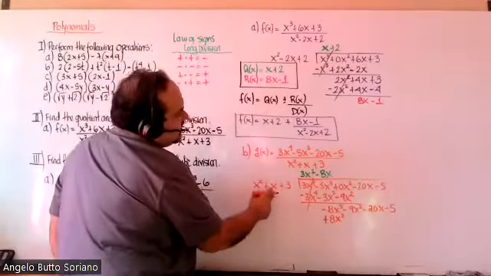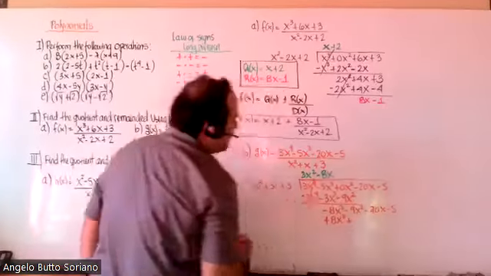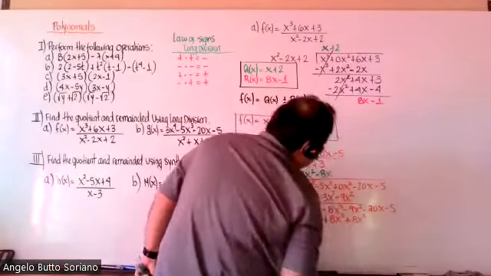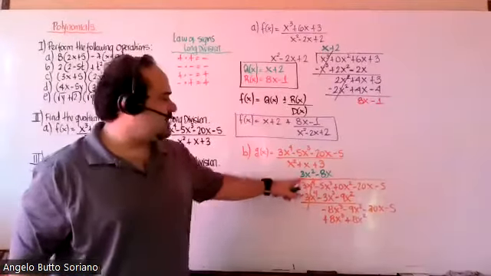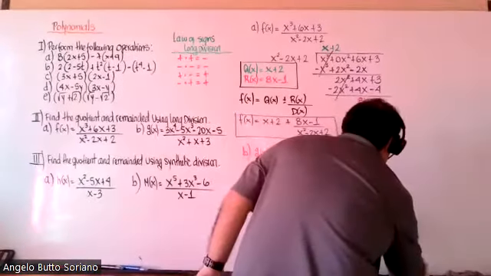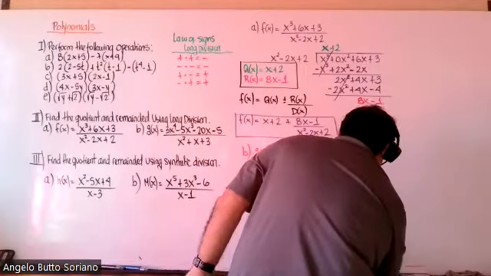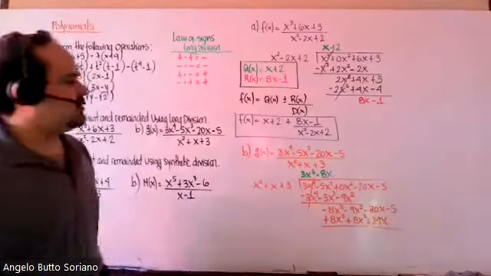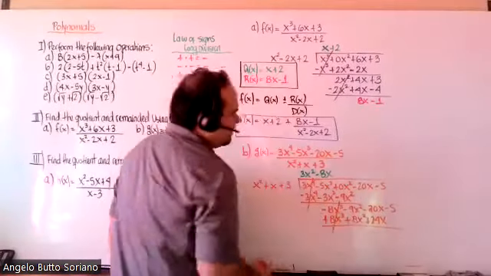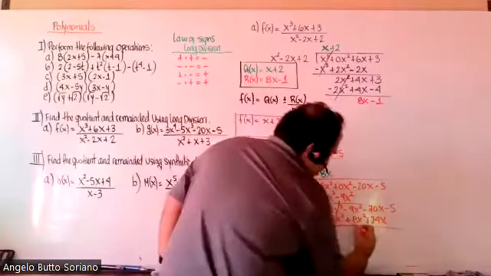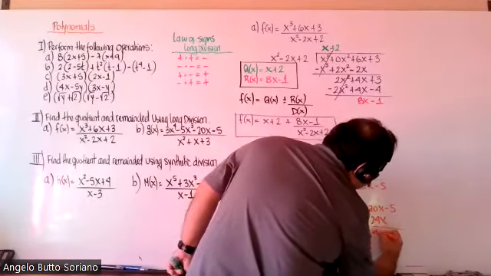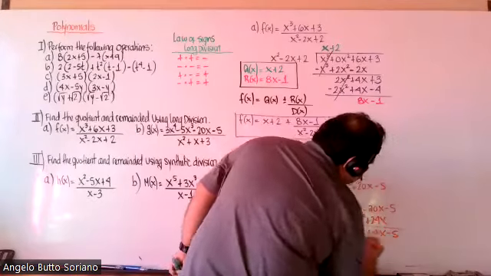Negative times positive is negative, but this time will be positive what? 8 times x, that will be 8x squared. And finally, positive times negative is negative, but this time will be positive. Positive what? 24x. And let's continue to simplify this expression. These two values will be canceled. Negative 9 plus 8 will be negative x squared. Negative 20 plus 24 will be 4x minus 5.